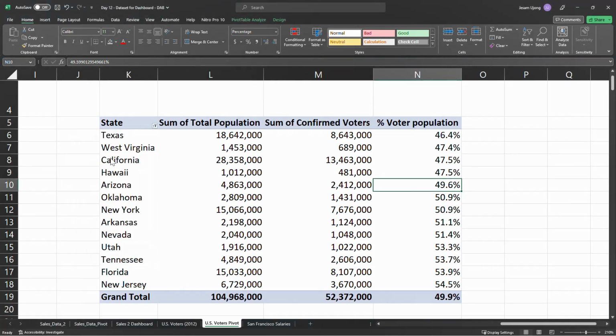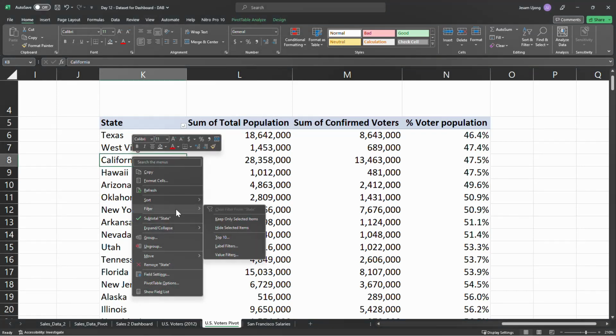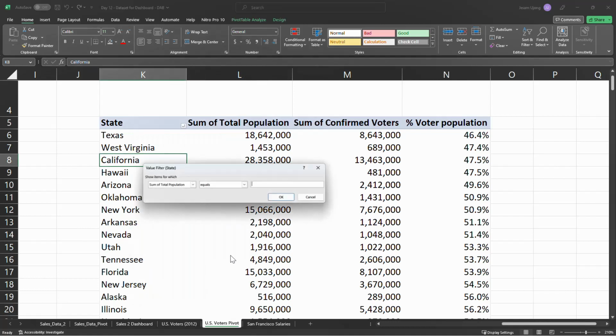I'll just clear the filter for states. So we want to see the states where the voters population was less than 55%. So on the states column, I right click and I go to filter. For filter, I go to value filter because I want to filter based on a value, the value being percentage. Okay, so I click on value filters.